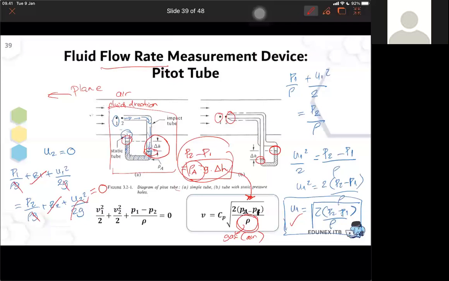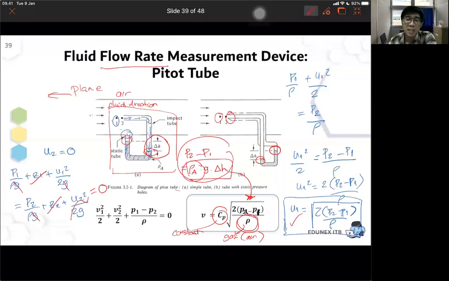Sir, the Cp, is it the same as the constant from before? Correct. So Cp for a given device will always be constant. It's actually basically the correction factor from the ideal condition. So if the condition is ideal, then the constant is exactly 1. But if it's not, then it will be lower than 1. If it's very, very non-ideal, it will get smaller and smaller.